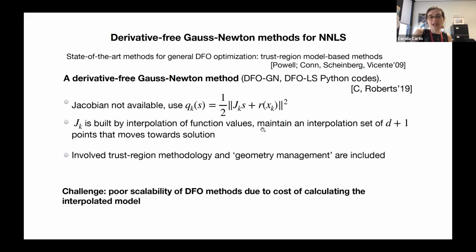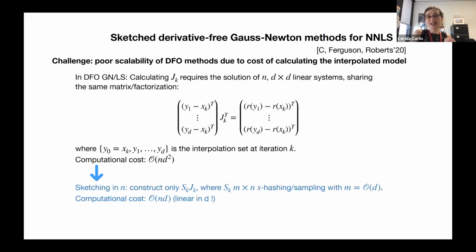So you have to calculate it. How do you do it? By interpolation of function values, and it's expensive because to calculate J, you have to solve this linear system here. So the matrix here is the directions in the interpolation set. So y_i are the points in the interpolation set. And the right-hand side here, you have a matrix of the residual values at the interpolation points.